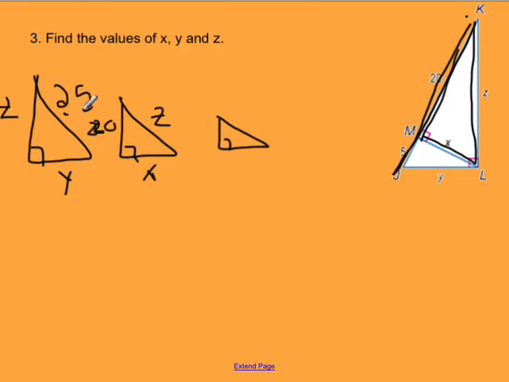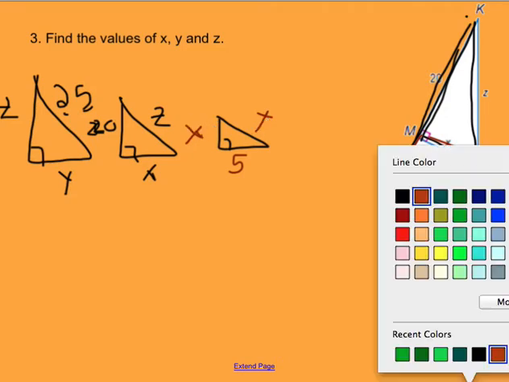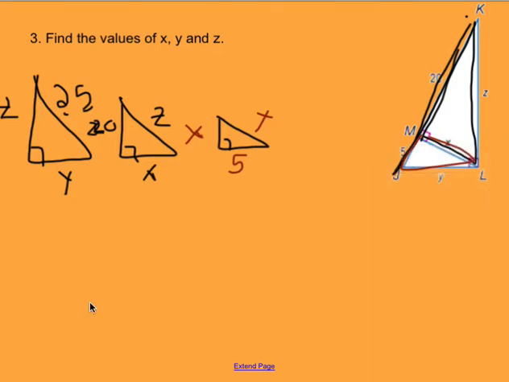Next, let's take a look at this little triangle. So for this little triangle, my short side is 5, my long side is x, and my hypotenuse is y. And I need to find x, y, and z. So let's go ahead and take a look at that. So what I notice is I have x as a short side here and x as a long side here. So I notice that long side and short side of both of these triangles, I have numbers. So I'm basically going to set up a proportion like I did with similar triangles.